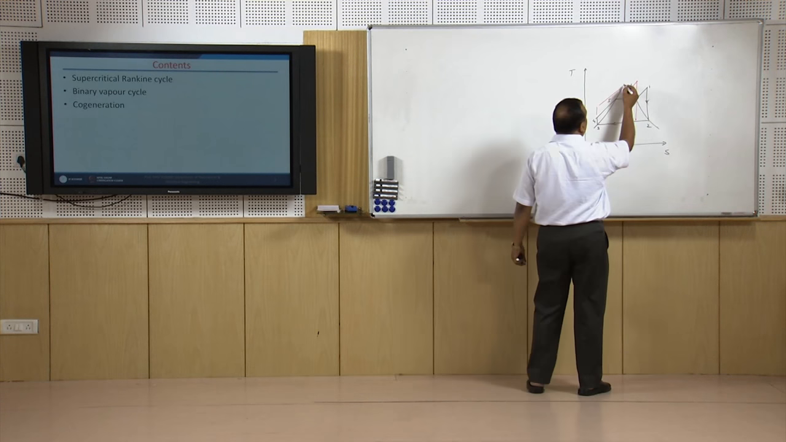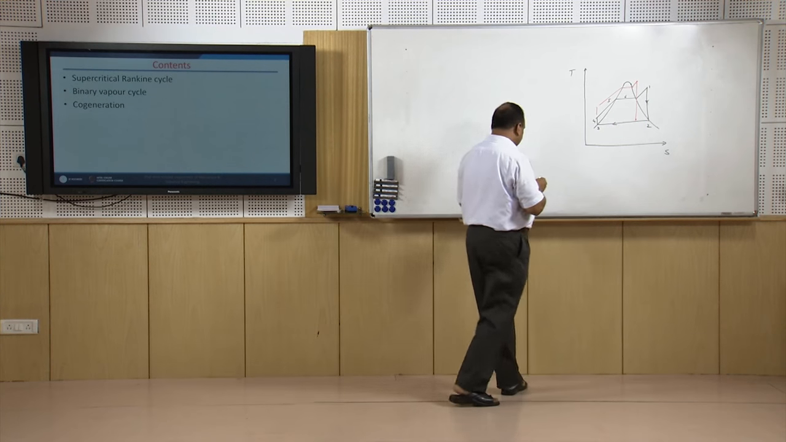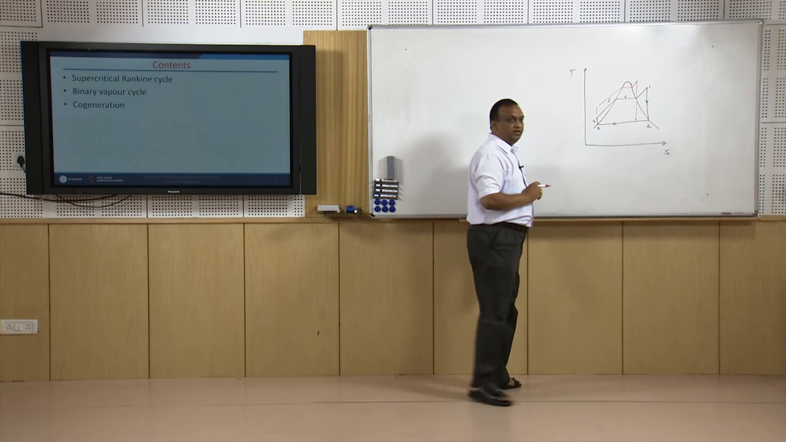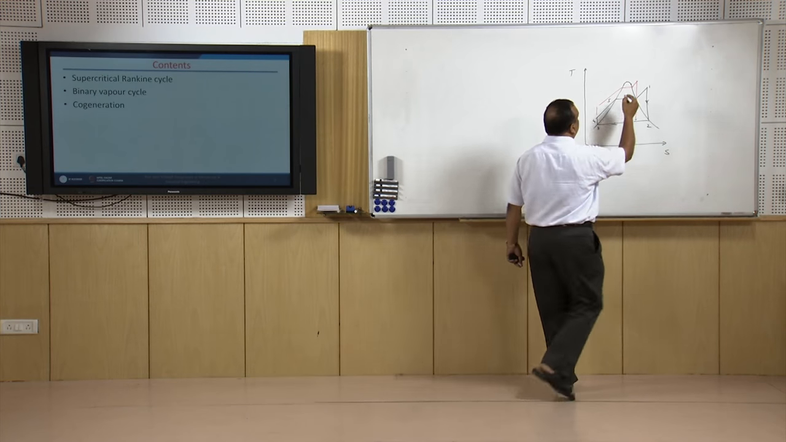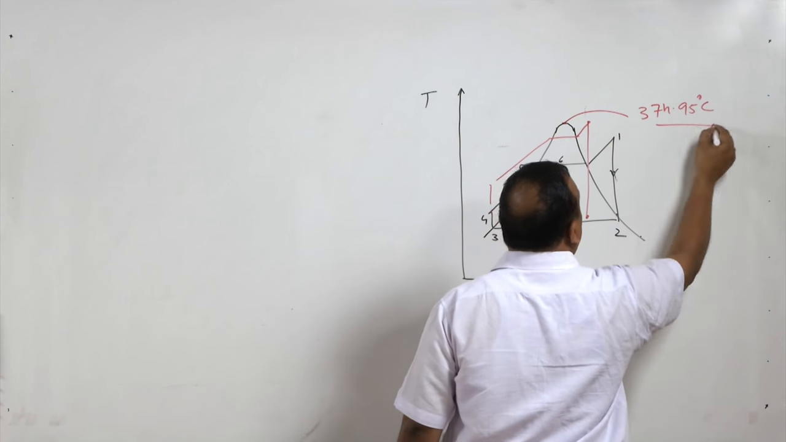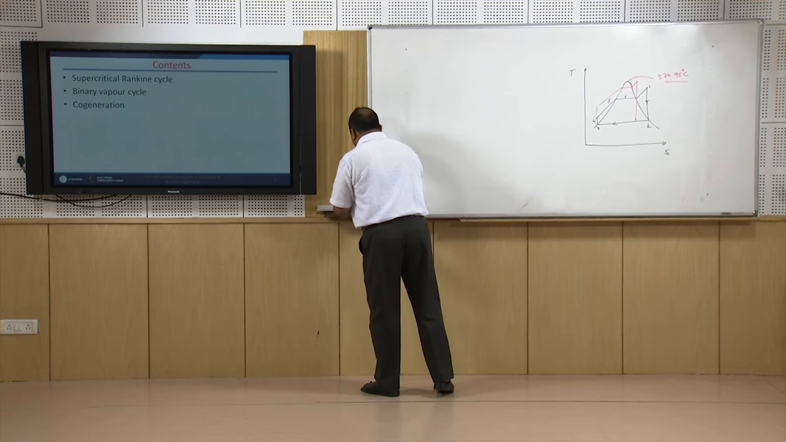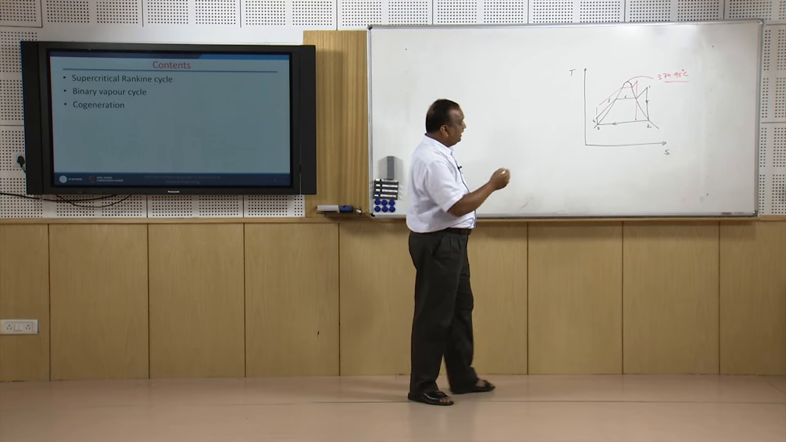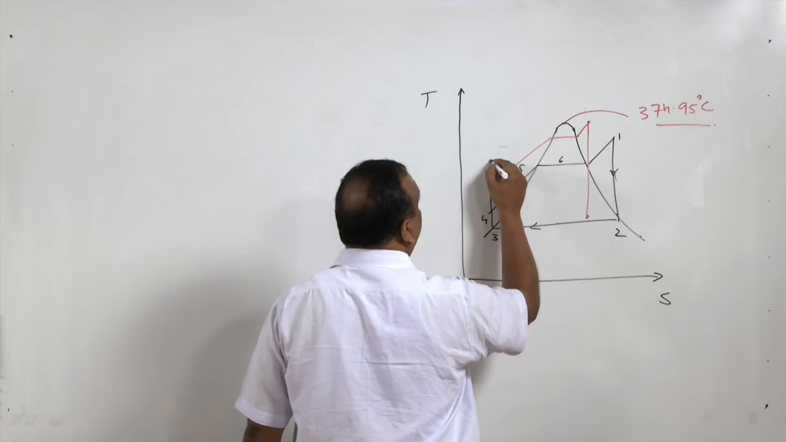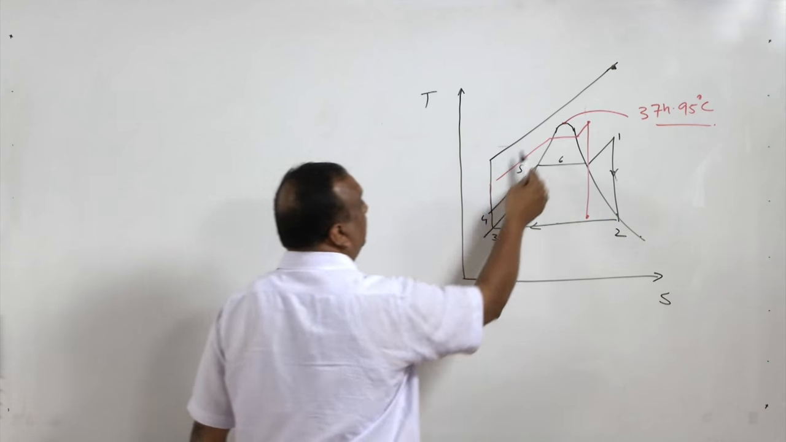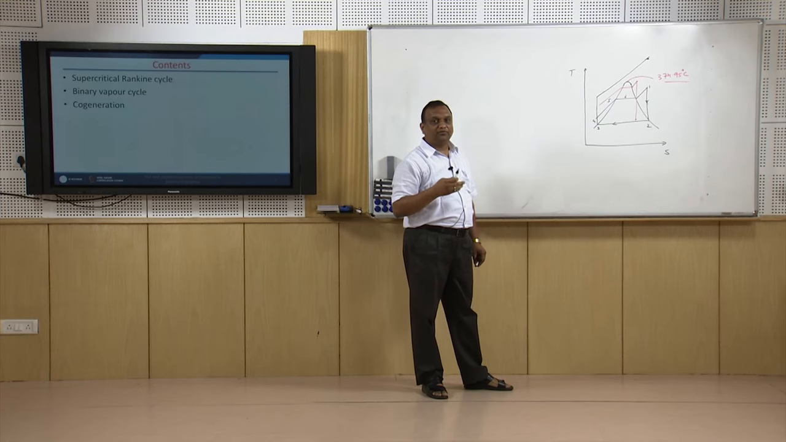In some thermal power plants, the pressure is increased beyond the critical point. This is the critical temperature. The critical temperature of steam is approximately 374.95 degrees centigrade, and the critical pressure is approximately 22 megapascal, 221 bar. If the vapor is pressurized beyond this point, the boiler will be operating beyond the critical point, and the cycle becomes a supercritical cycle.